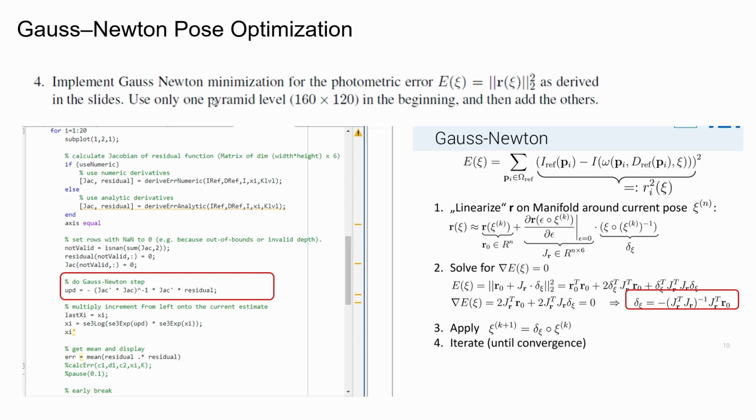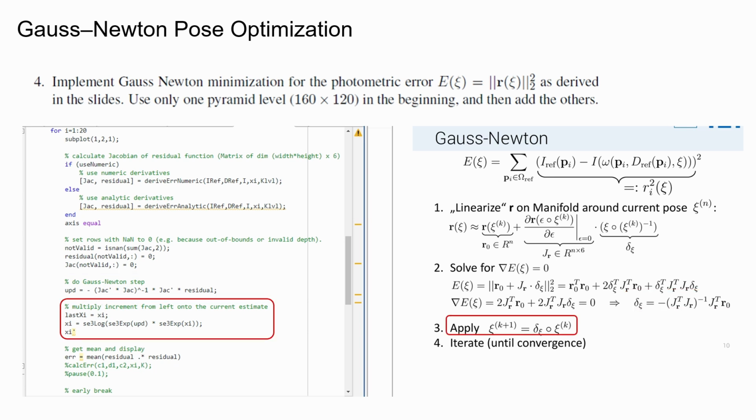Problem 4, we minimize the photometric error using the Gauss-Newton algorithm. At each iteration, we compute the Jacobian of the residuals and solve a linear least squares problem to obtain a pose increment. This increment represents the direction that most effectively reduces the photometric error.